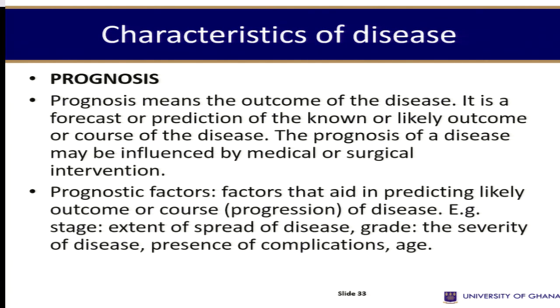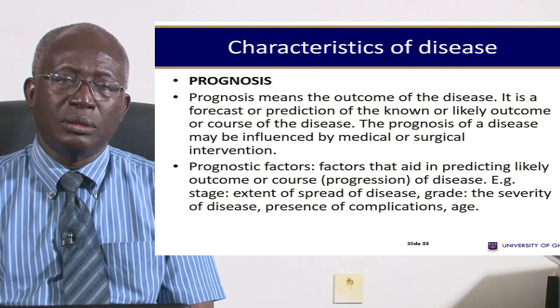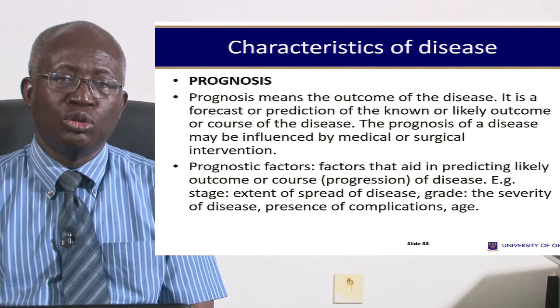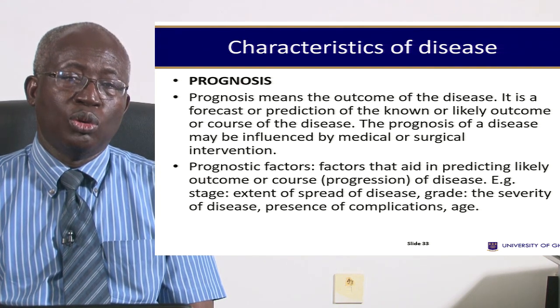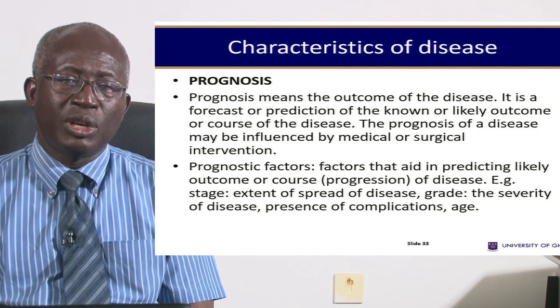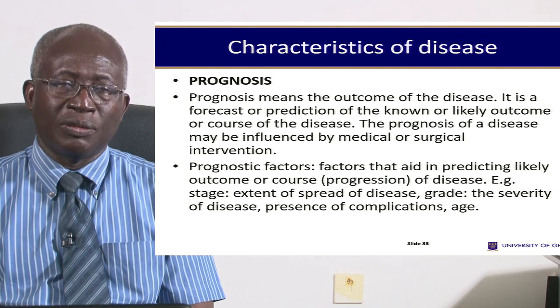Prognostic factors, therefore, are factors that aid in predicting likely outcome or course of a disease. For instance, stage of a disease is a term that usually occurs when cancer is being treated. The extent of spread of the disease, in this case a cancer, in the person is very important to predict the outcome. Grade is the severity of disease. So the poorer the grade, the poorer the prognosis. Presence of complications, age of the person, these are all important factors in prognosis.